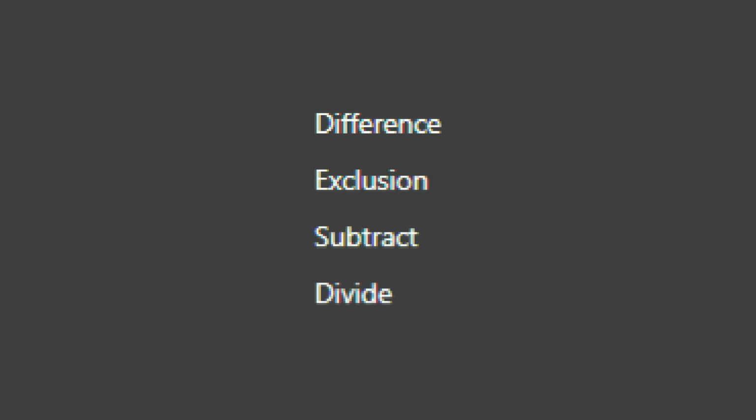These include difference, exclusion, subtract, and divide. Unlike darken, lighten, or contrast modes, these blending options invert or subtract values, creating striking and sometimes surreal effects. Let's break them down one by one with examples.